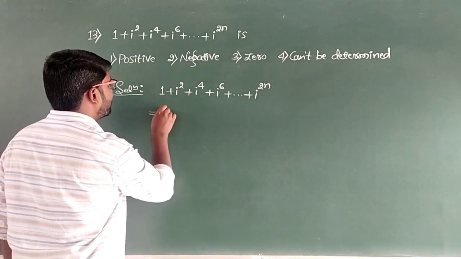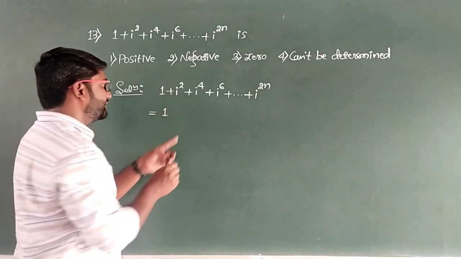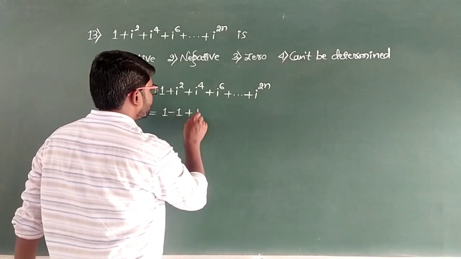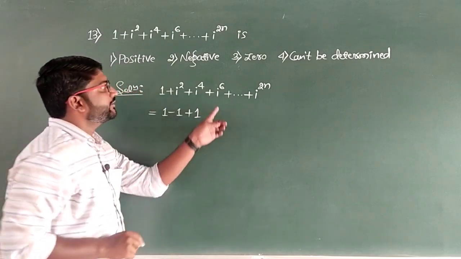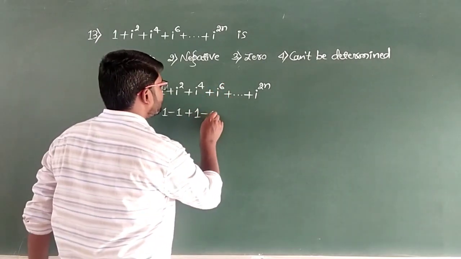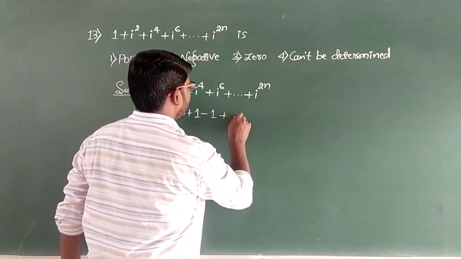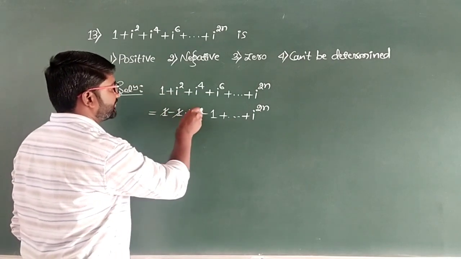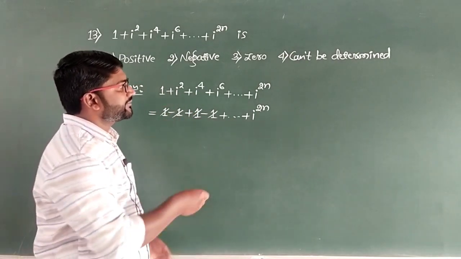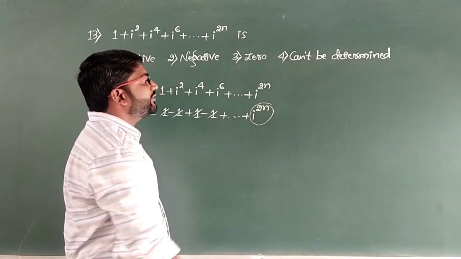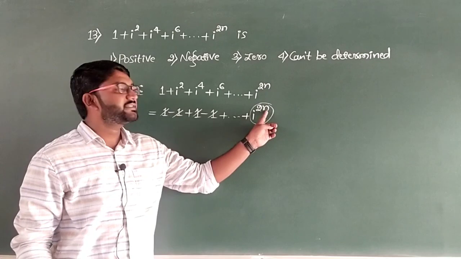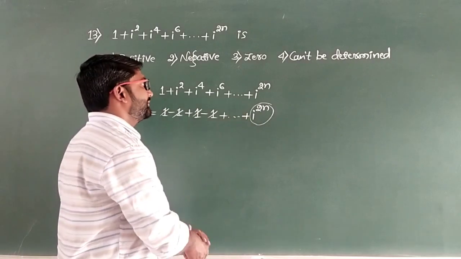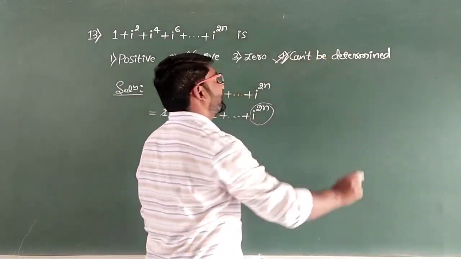So 1 I will write as it is, then the i square value will be minus 1, plus i to the power 4 value is plus 1, and then here the i to the power 6 value is again minus 1, plus so on plus i to the power 2n. So here plus 1 minus 1 cancels, plus 1 minus 1 cancels, and we are left with this particular term. So we don't know the value of i to the power 2n because n is unknown here. So that is why the answer is going to be cannot be determined.